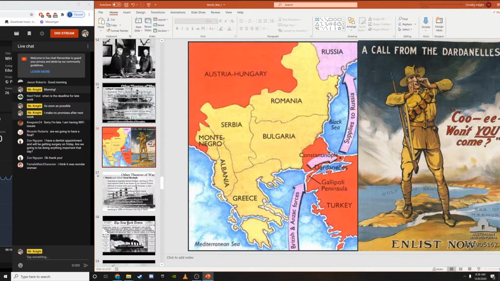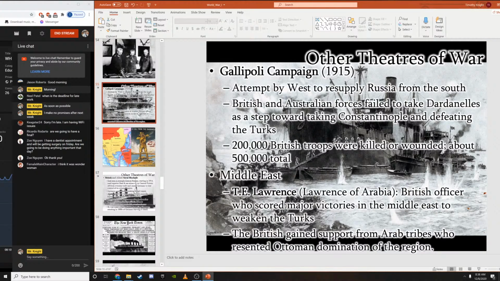In total, about 200,000 British troops were killed or wounded, and of all people, 500,000 total people lost their lives in the Gallipoli campaign, which lasted for about 11 months from February all the way up until December of 1915, before the British basically throw in the towel and say, we quit, we can't do it anymore.